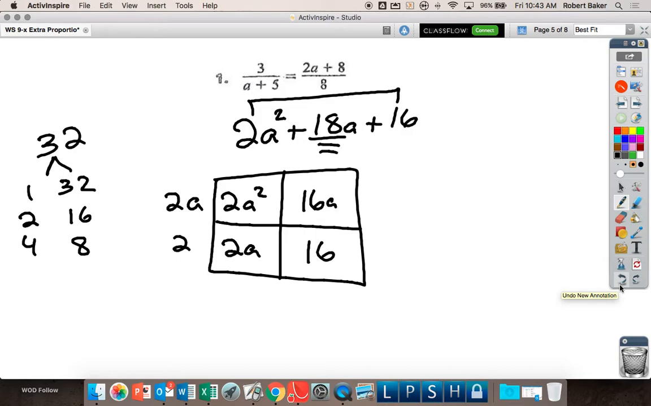Now, I need to figure out what I can multiply by 2a to get 2a squared. And if I do 16a divided by 2a, I get 8. My bad. So you have to pull factors going left, and then you have to divide when you go up. So that gives us the same answers, right? 2a and a plus 8. That works. My bad, I didn't check that.